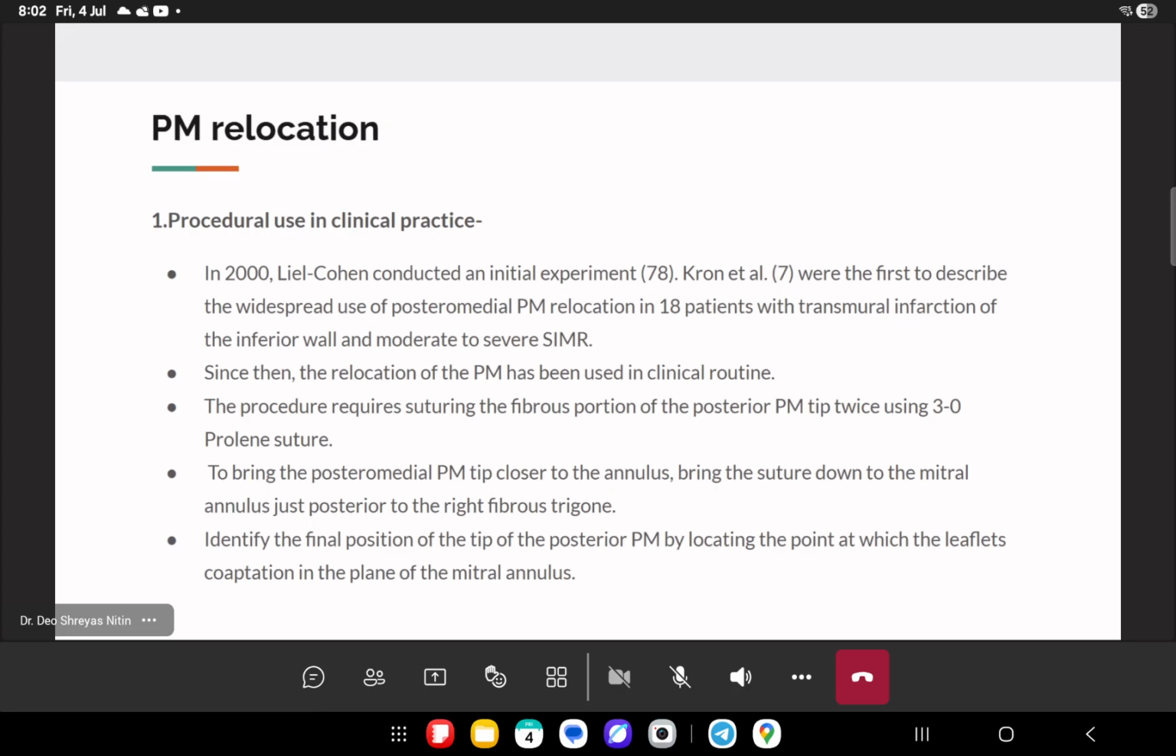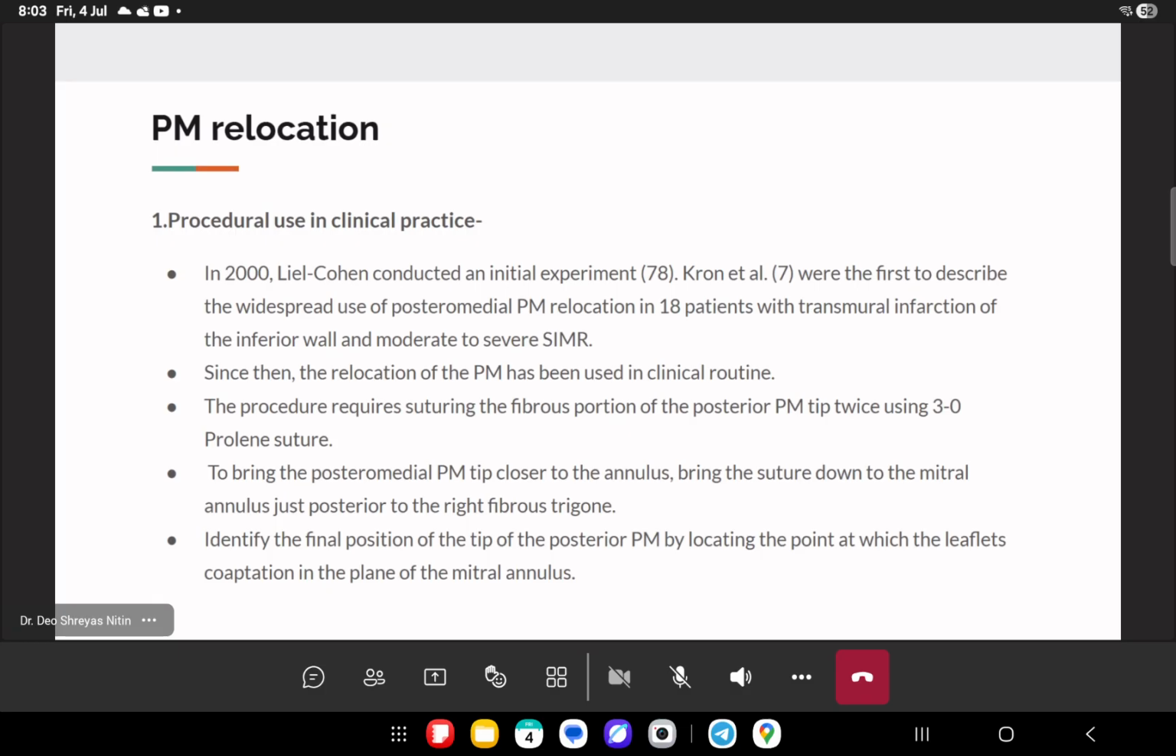Papillary muscle relocation. In 2000, Cohen conducted an initial experiment. Cohen et al. were the first to describe the use of posteromedial papillary muscle relocation in 18 patients with transmural infarction of the inferior wall and moderate to severe secondary ischemic mitral regurgitation. Since then, the relocation of the papillary muscle has been used in clinical routine.